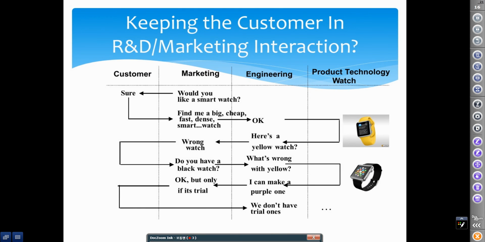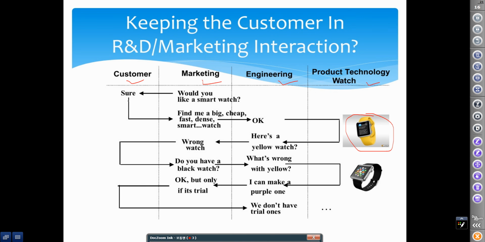How can we keep the customer in research and development marketing interaction? And here you can see the system, the model, of how we can keep in the customer. So for example, here you can see the customer, what kind of marketing activities we provide, what about the engineering process and product technology. This is just an example, we're speaking about the new smartwatch, handwatch. So the first question, would you like a smartwatch? We asked this question to our consumer.